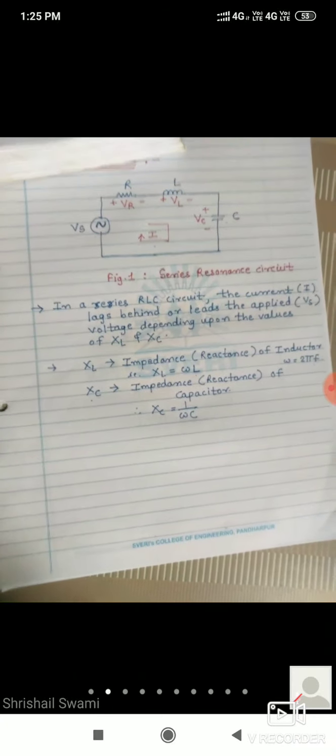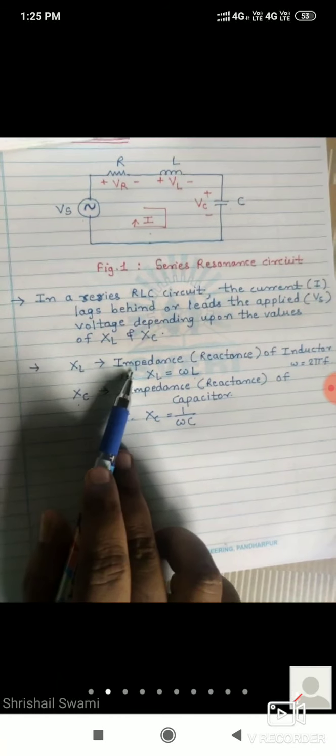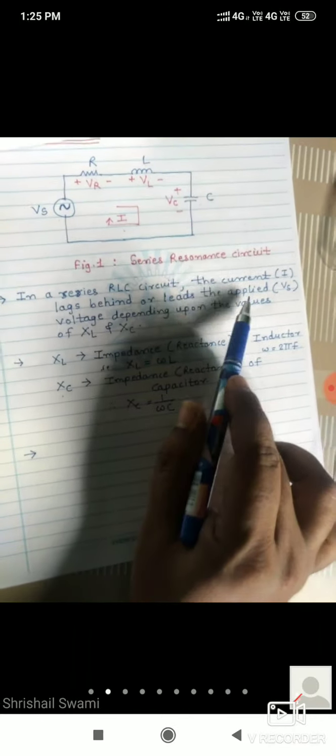Okay. Now what is the unit of both XL and XC? Ohm. The unit of both XL and XC, what are they? Impedance. Then what is the unit of impedance? Ohm. Okay, remember this point. Now next one. So what do you mean by this statement? The current I lags behind or leads the applied voltage.